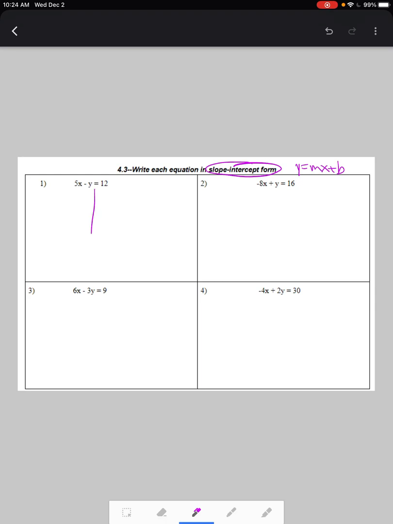So just some algebra solving. We're not solving for a number. We're solving for a format. So anything that's not y, we need to move over. So we're left with -1y, -5x, +12. And again, be careful.